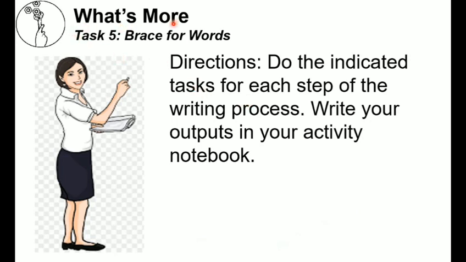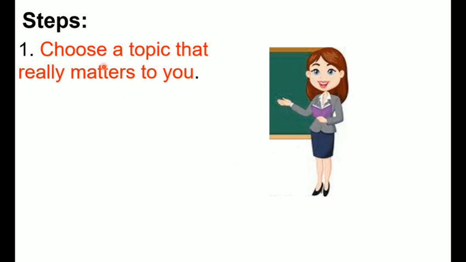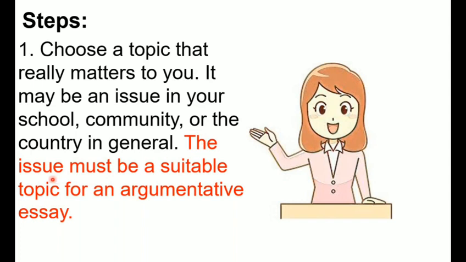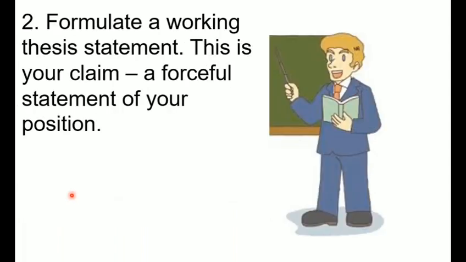Now, under what's more in your module, task number 5, brace for words. Here are the directions. Do the indicated tasks for each step of the writing process. Write your outputs in your activity notebook. Okay, step 1. Choose a topic that really matters to you. It may be an issue in your school, community, or the country in general. The issue must be a suitable topic for an argumentative essay.